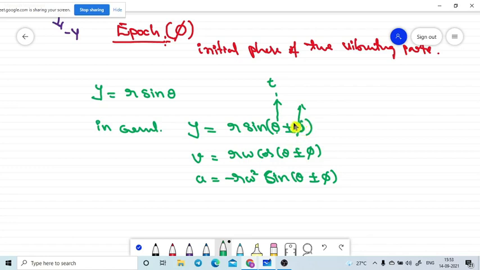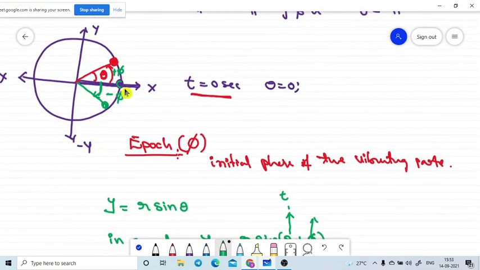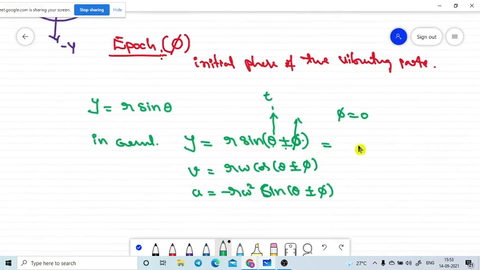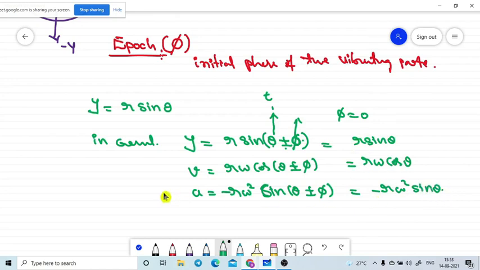It may be possible that at the initial state the particle can have a phase value. It may be a positive phase value. It may be a negative phase value. If we take this example, if the particle in the initial state is located here, then the phase will be 0. Then all equations will come to the normal conditions. This equation will come to R sine theta only. This is equal to R omega cos theta only. This equation is equal to minus R omega square sine theta only. Like that it will come.